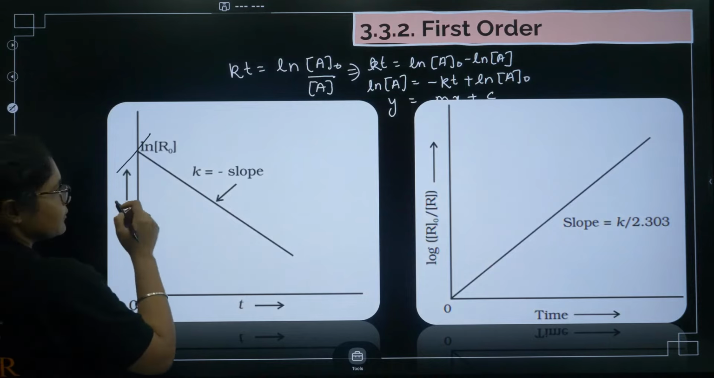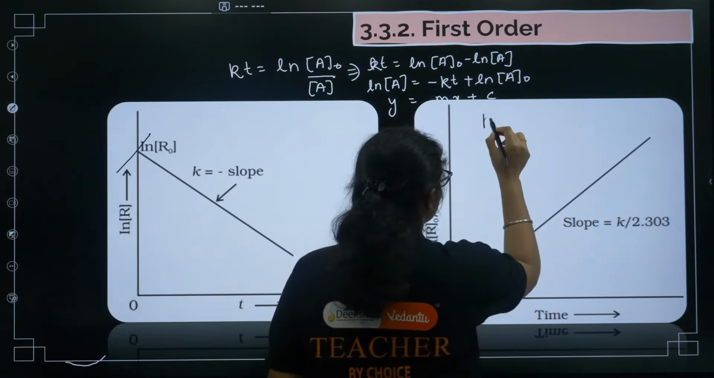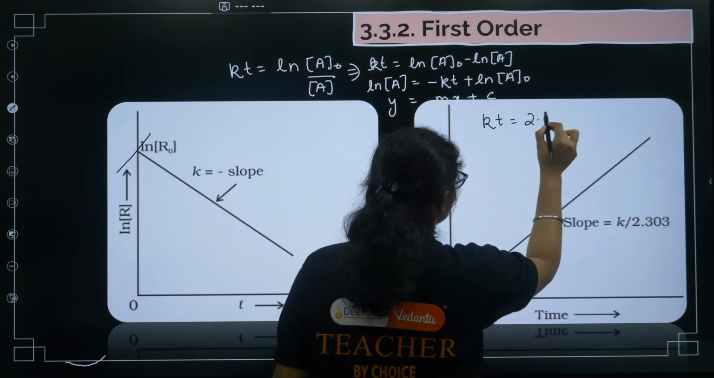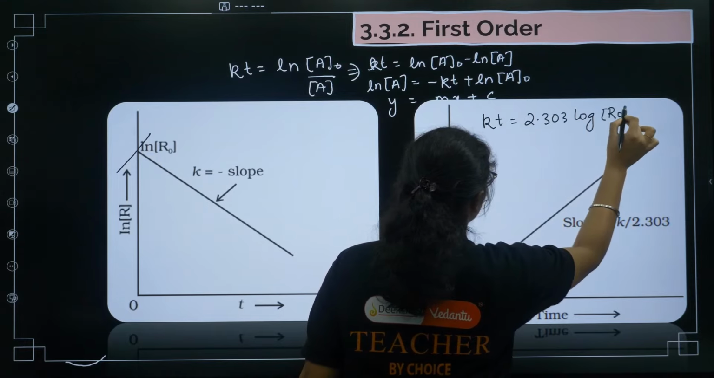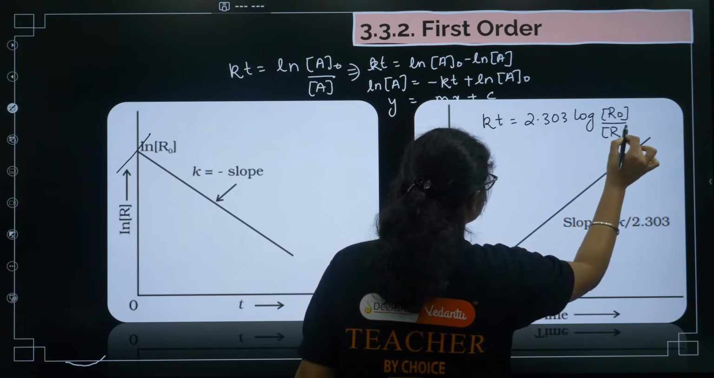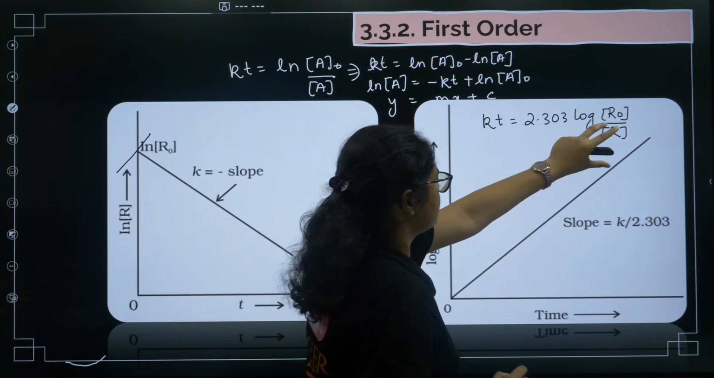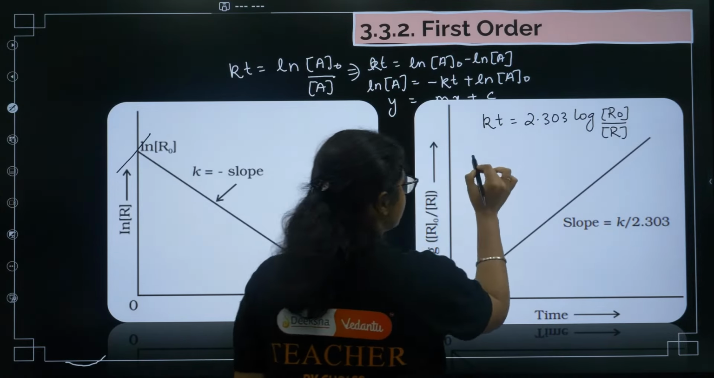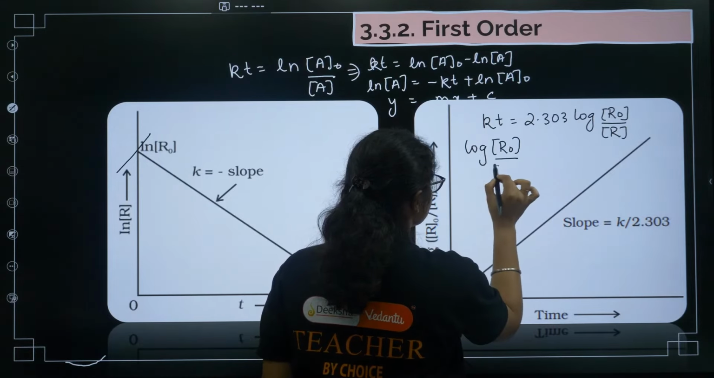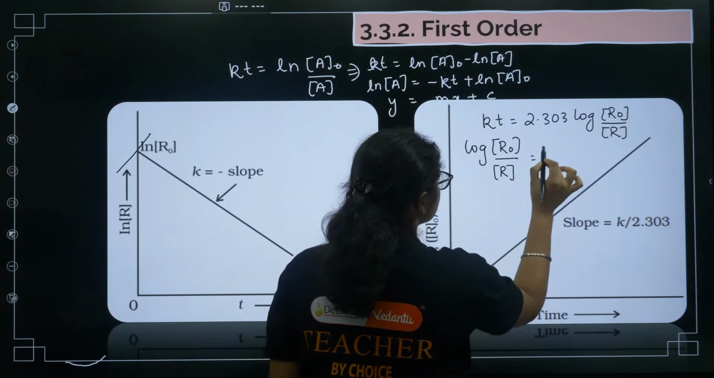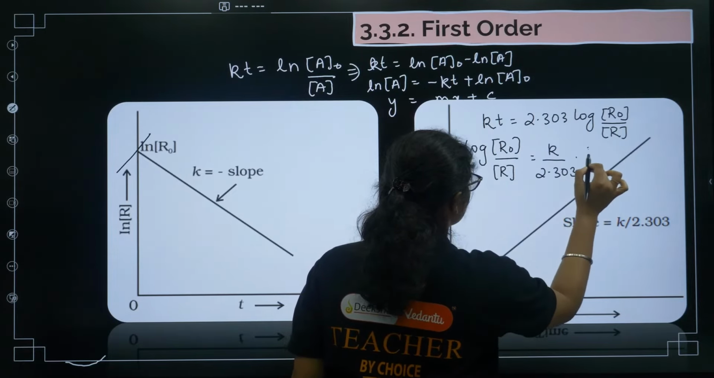Now if I want to draw the graph for the 2.303 equation, what is the equation for that? I'll write inside the graph only. kt is equal to 2.303 log of R0 or A0. R0 is also concentration, A0 is also concentration. I need a graph for this one versus this one, right? So I'll take this one this side: log of R0 by R is equal to k by 2.303 into t.